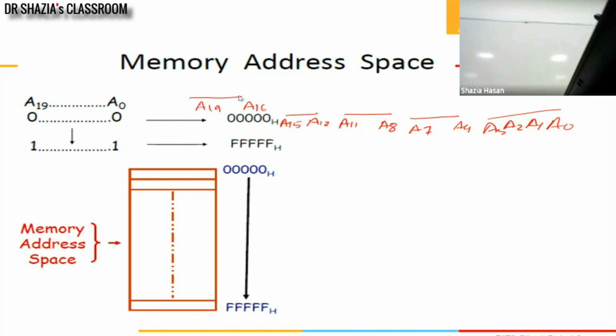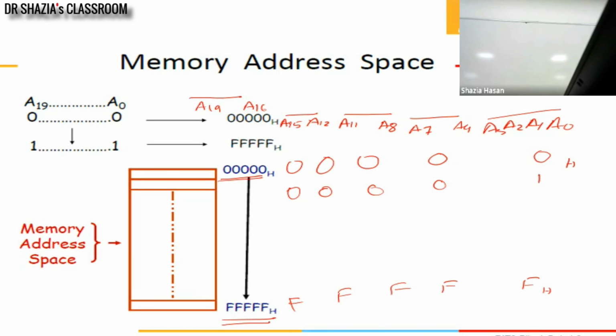Yes? So as we have 20 address lines, A0 to A19, we will have 2 to the power 20 combinations. It will start from 20 zeros to 20 ones. So the first 20 zeros will give me 0, 0, 0, 0, 0 H. Then it will be 0, 0, 0, 0, 1. It will go up to all ones, 20 ones, which will be F, F, F, F, F H. This is the address space. This is the maximum address space an 8086 processor can have.